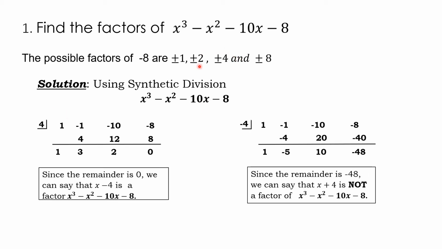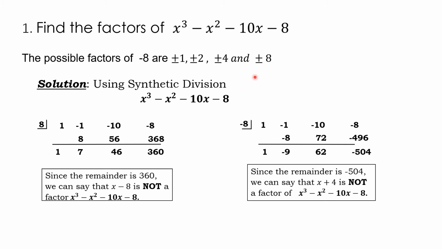Okay, next naman is positive 4 and negative 4. So, nung trinay na i-pull in ang positive 4, ang naging remainder ay 0. Therefore, x minus 4 is a factor of this polynomial or our given. How about negative 4? Nung yung negative 4 naman ang ginamit, ang sagot ay negative 48 as a remainder. Therefore, x plus 4 is not a factor. So, meron na tayong tatlo.